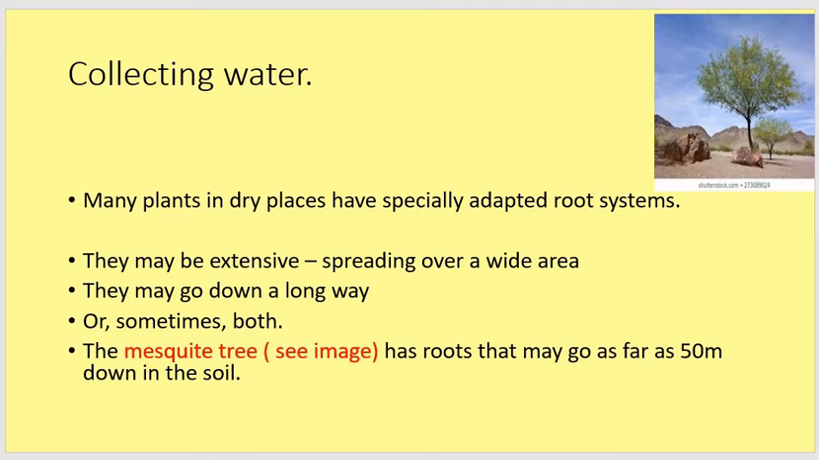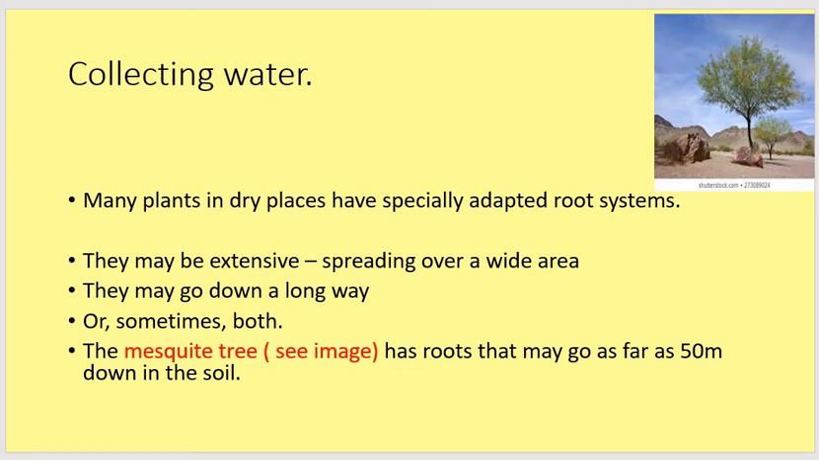Now, once they have made sure they reduce water loss, the other thing they need to do is collect as much water as possible from the environment. So they will have specially adapted root systems for this. They may be extensive, which means they spread over a wide area. They may go down a long way, or sometimes they will do both.